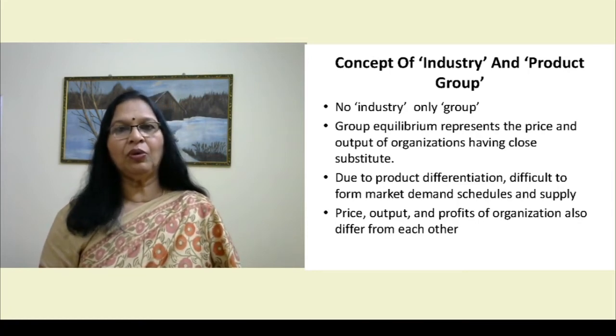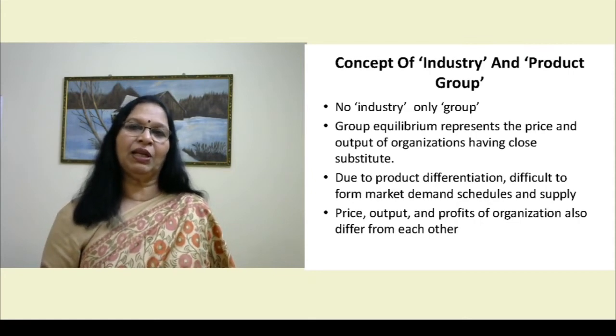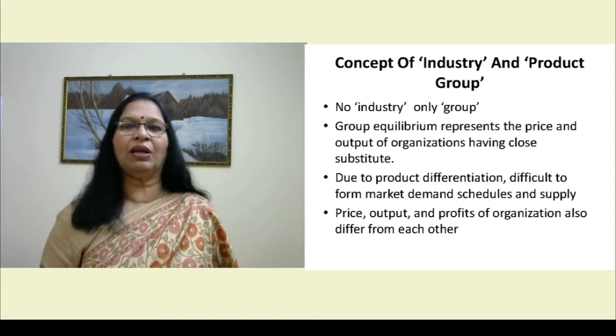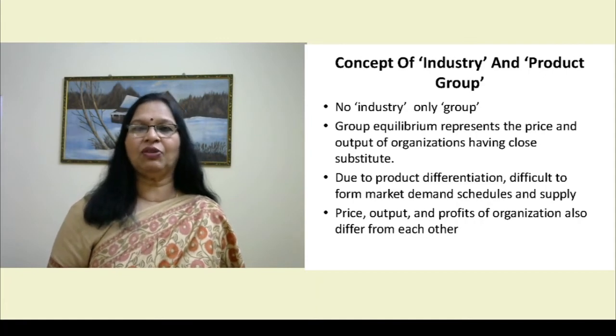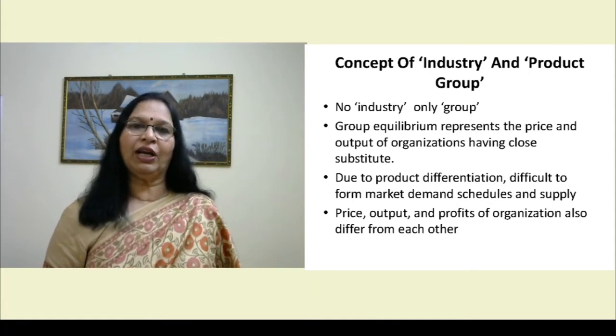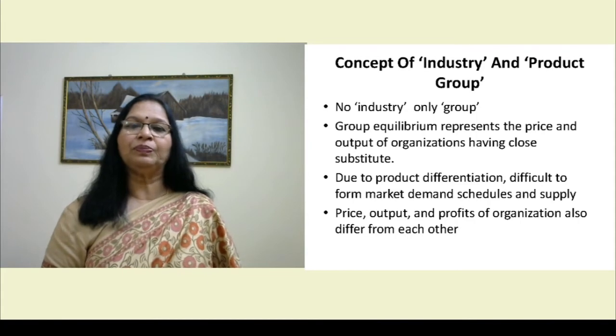So shampoo is a group. The sellers of shampoo will form one particular group, and they all are different brands of shampoos, different quantities, different colors, and so on and so forth. So there is no industry as such for this. There are small groups of different kinds of commodities that we are talking about.